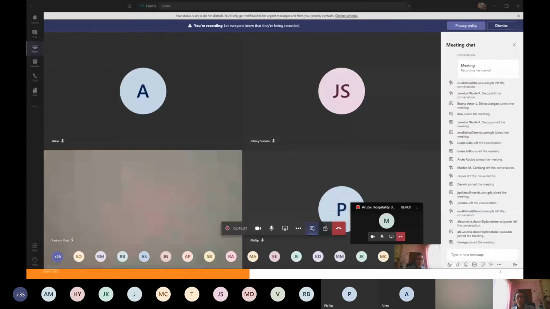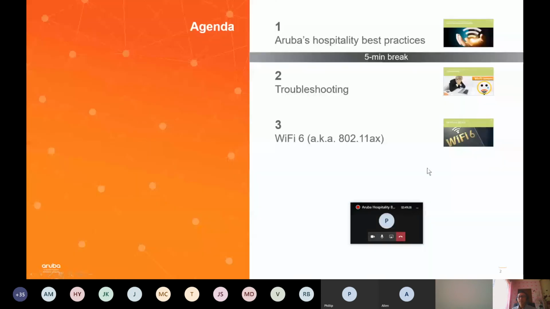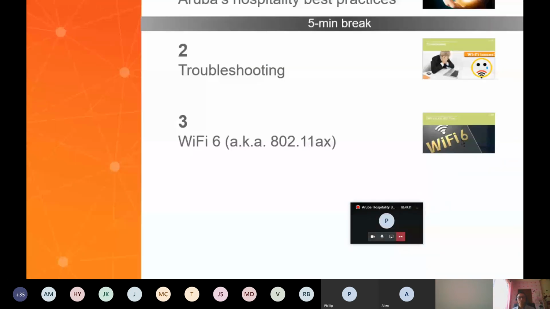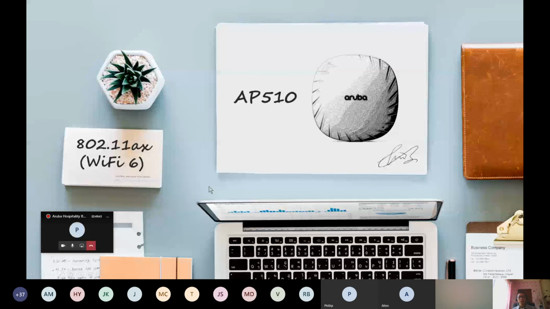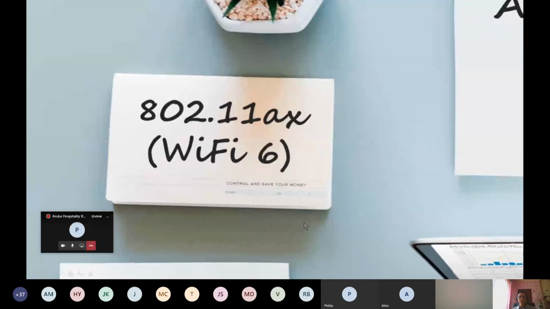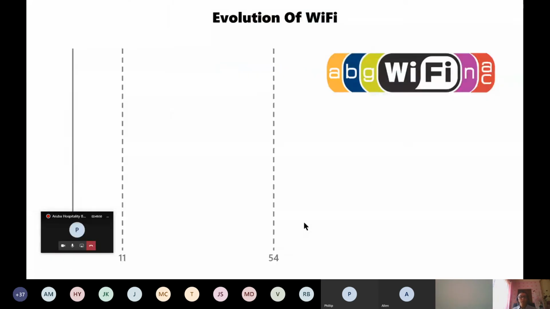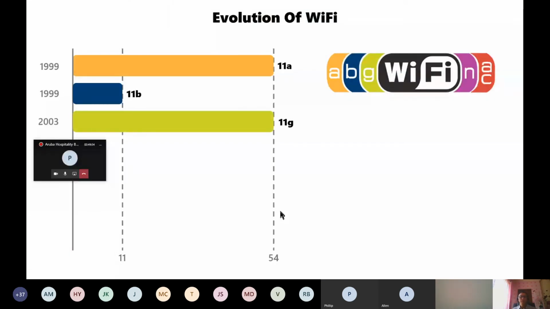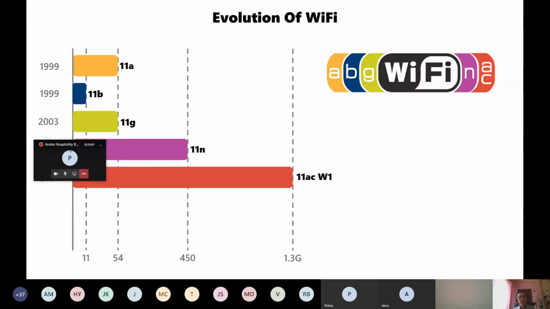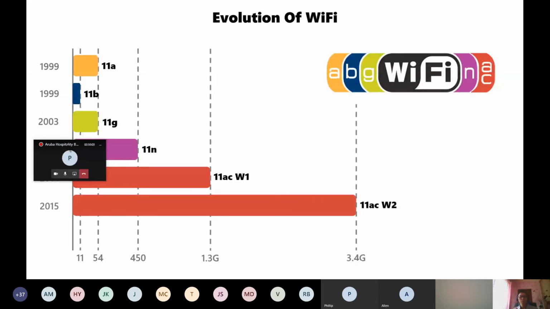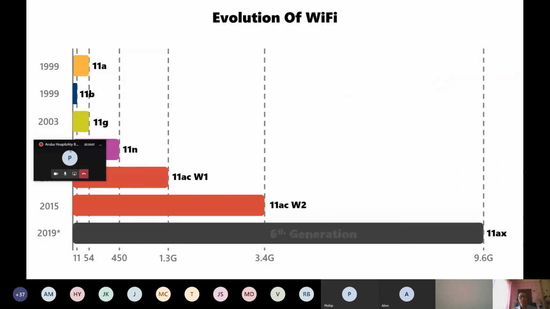Okay. All good. Now let's move on to Wi-Fi 6, the new technology, the newest, greatest, and most exciting. Wi-Fi 6, or 802.11ax. To understand this, we need to look back a little bit at the evolution of Wi-Fi. This little animation shows you the timeline and the kind of performance we're getting from the different standards that have come out.